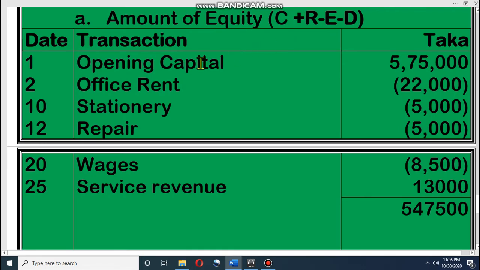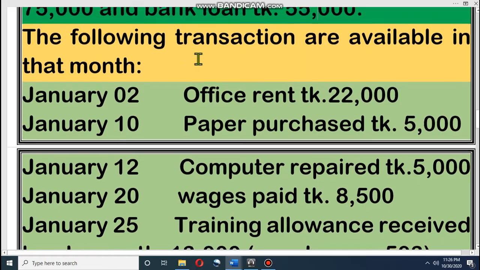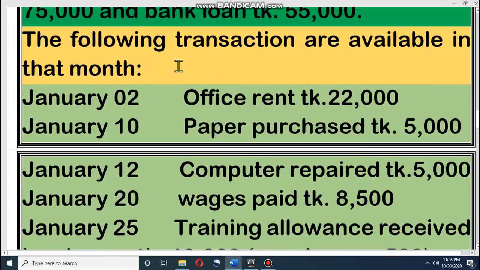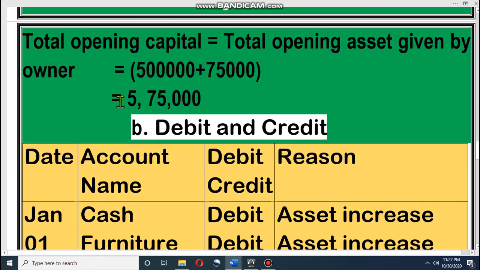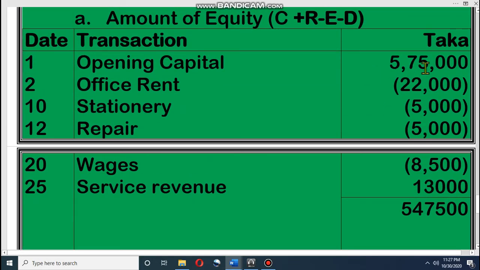Look at our opening capital. It is 5,75,000. In requirement A, we found it out. So at first I have to write opening capital. Then you know that we have paid rent. It is an expense. That means we have to subtract. Then stationery. This is also an expense. Then repair. It is also an expense, we have to subtract. Wages is also an expense, we have to subtract.